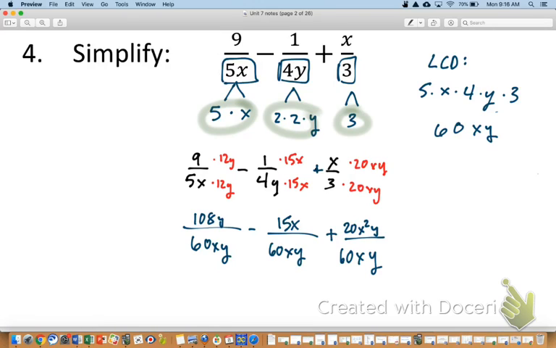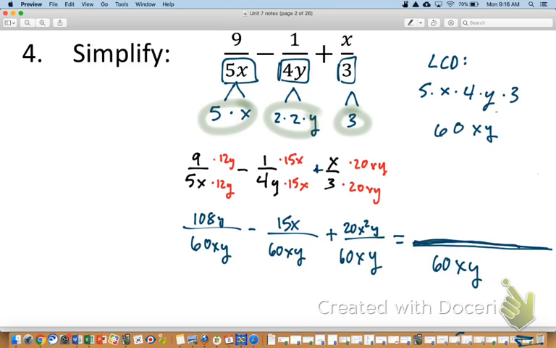Yeah. So once you have a common denominator, to get to your final expression, what do you do with your common denominator? Add them, or combine them. You leave it. What do you do with your denominators? You leave it. Right? The denominators stay as is. So this will equal something over 60xy. All right, and then the numerators, we add and subtract accordingly.